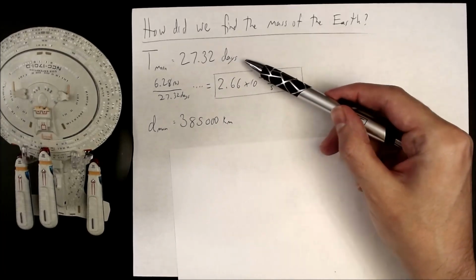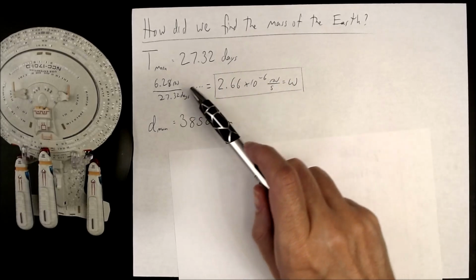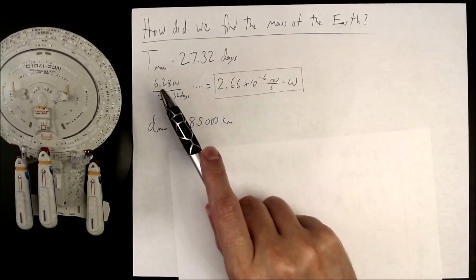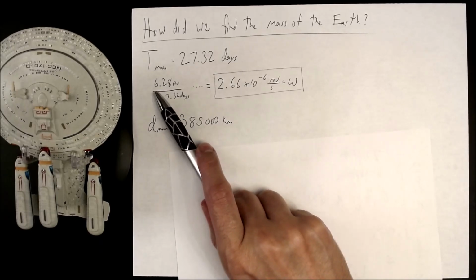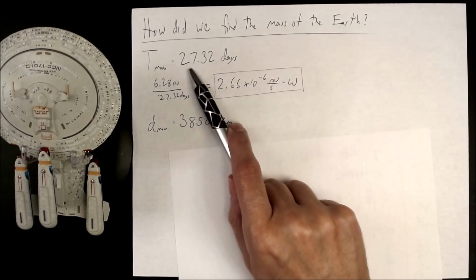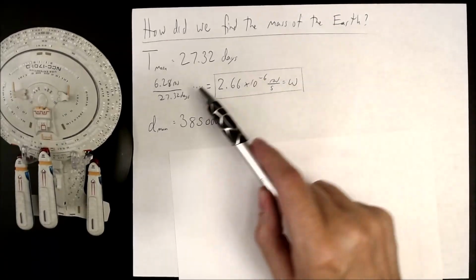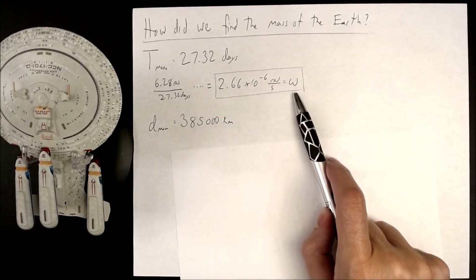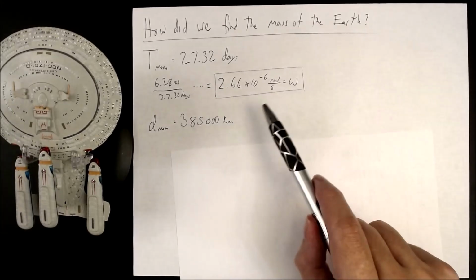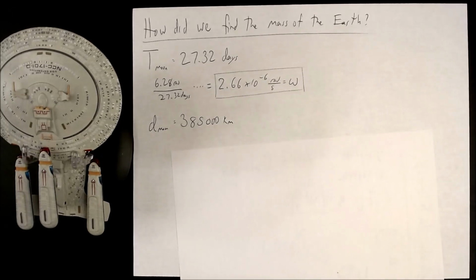We've known for a long time how long it takes the moon to go around the Earth. And with some pretty easy math, we can say, okay, if it goes around the Earth in 27.32 days, and once around the Earth is 6.28 radians, we can take 6.28 radians divided by 27.32 days, convert that into seconds, actually, and we can find the angular velocity of the moon around the Earth. 2.66 times 10 to the negative 6 radians per second. Be sure that you can figure that out.